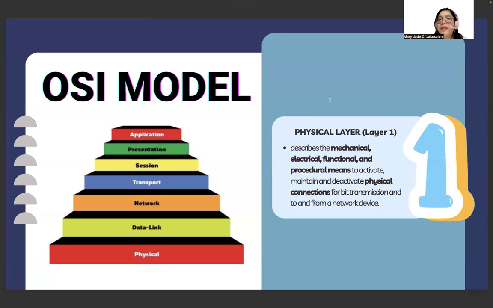And the last one is the physical layer, or layer 1. It describes the mechanical, electrical, functional, and procedural means to activate, maintain, and deactivate physical connections for bit transmission to and from network devices. This layer is really concerned with the physical devices in a network, the hardware that is being used in our network. So that is our OSI model, the 7 layers of the OSI model.